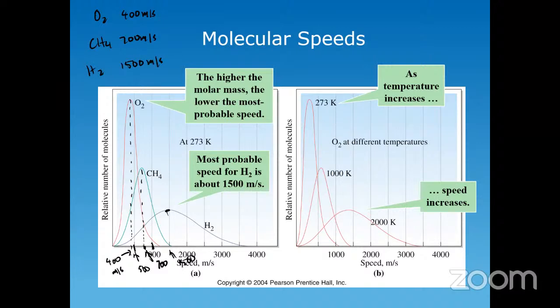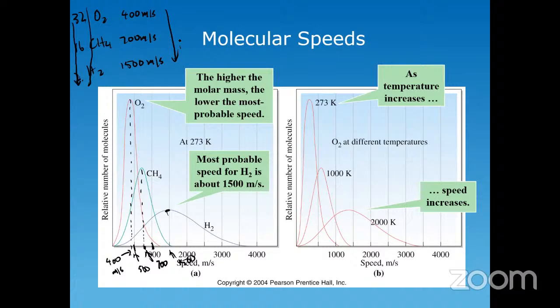So we see a pattern here, right? The speed increases as the molecule becomes lighter, because if you look at the molar mass of oxygen, that's about 32. If you look at the molar mass of methane, that's about 16. If you look at the molar mass of hydrogen, that's about 2. So these are the molar masses right here, right? So as you can see, as the molar mass of the gas molecule decreases, the speeds of the molecules increases, right? So that's how we see that relationship between the molar mass and the speeds of the molecule.